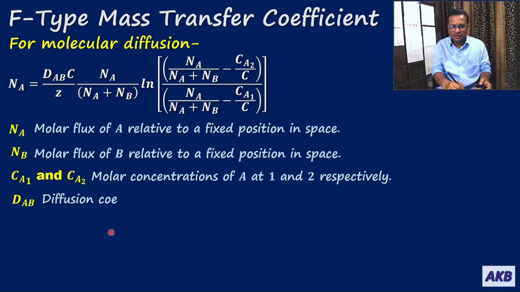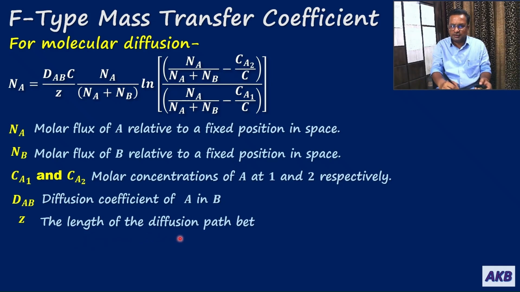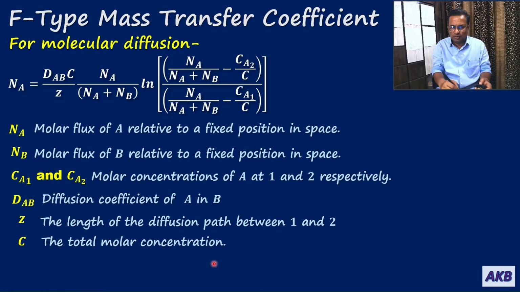Then dAb is the diffusion coefficient or diffusivity of A in B. Z is the length of the diffusion path between the 2 points, between point 1 and point 2. And capital C is the total molar concentration. I have derived this equation in my video on F-type mass transfer coefficient. If you have not yet seen that video, please watch it. So capital C is the total molar concentration.